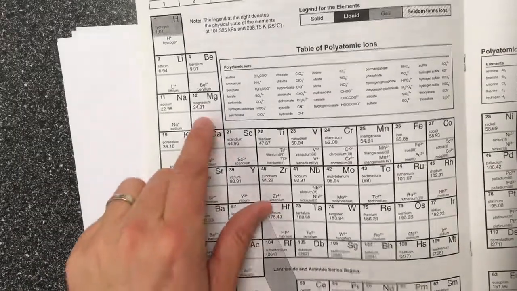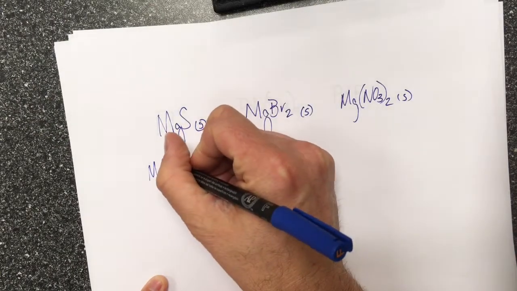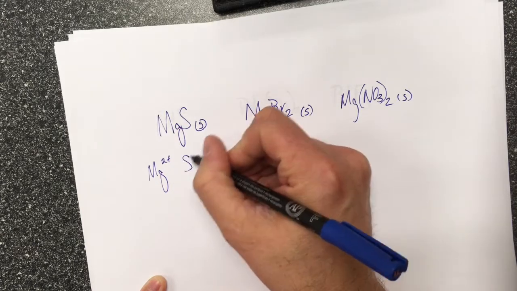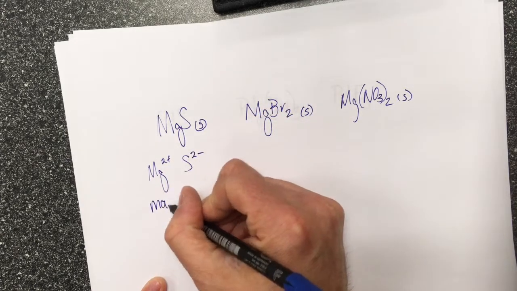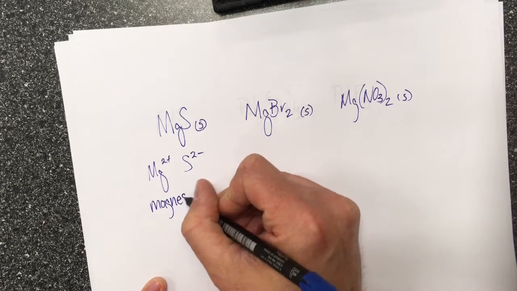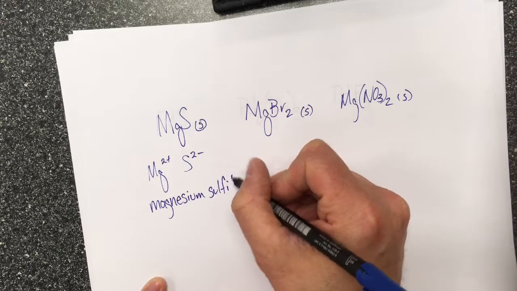Magnesium ion, if we consult our data booklet, you can see can only have a two positive charge. So this is an Mg2 positive, and the sulfide ion can be a 2 negative. So this is a fairly straightforward one to name. It's a magnesium ion with a sulfide ion. So it's magnesium sulfide. Pretty straightforward.